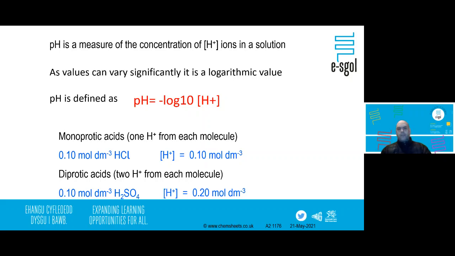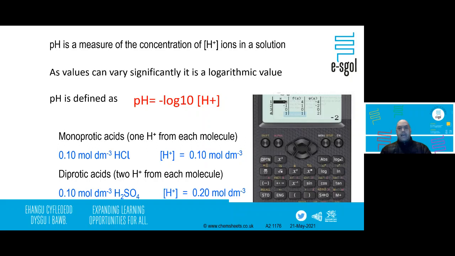Okay, this is really important for when you're calculating pH. So let's look at how we do that on our calculator. To calculate pH, just make sure you know where your buttons are. Don't buy a new calculator before the exam, because you're just asking for trouble.